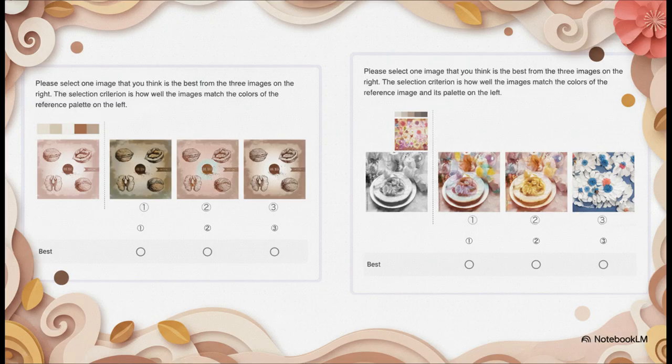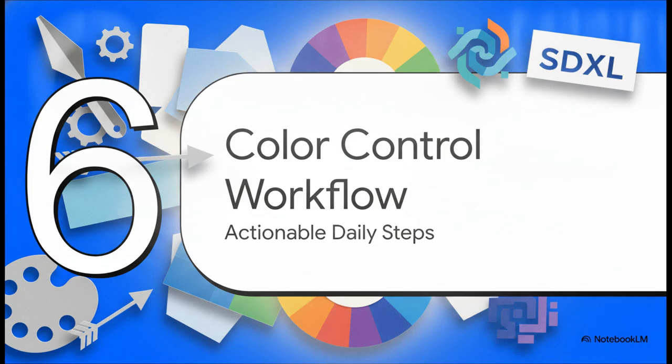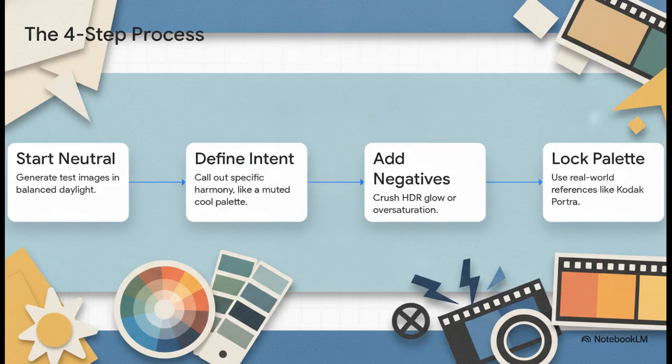Now, how do we actually take all this high-level theory and use it every single day? That leads us to our final part, Section 6, your color control workflow. Let's bring this theory home and build your actionable daily workflow. If you want unparalleled consistency, I highly recommend following this strict 4-step process. Step 1, start neutral. Generate your initial test images using terms like balanced daylight. This helps you avoid any baked-in color biases.